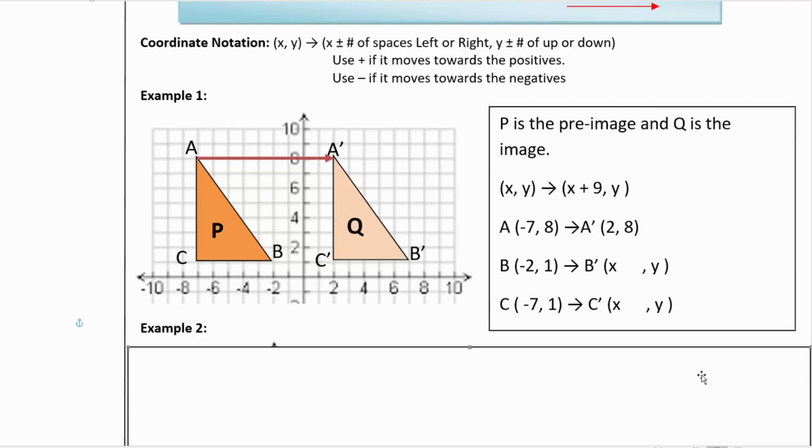Please take a moment and fill in the coordinates for the rest of the shape. So B started originally at -2, 1. Where did B prime land? C started at -7, 1. Where did C prime land after the translation of 9 units to the right?